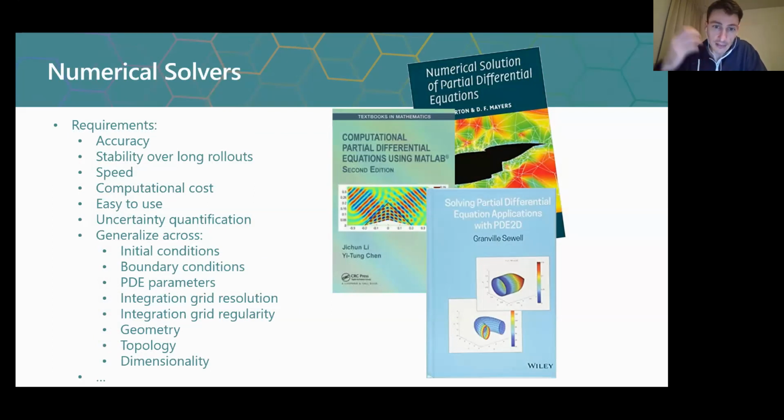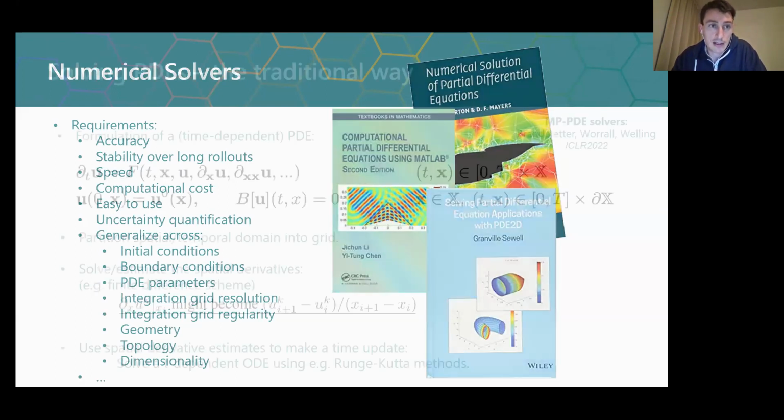In general, the ways numerical solvers should work come with a lot of conditions. They should be accurate, they should be stable, they should be fast, they should be easy to use, and at best deliver uncertainties, and all should come with low computational cost and strong generalization. That is of course a very, very hard thing to do, and that is where machine learning is hoped to help.